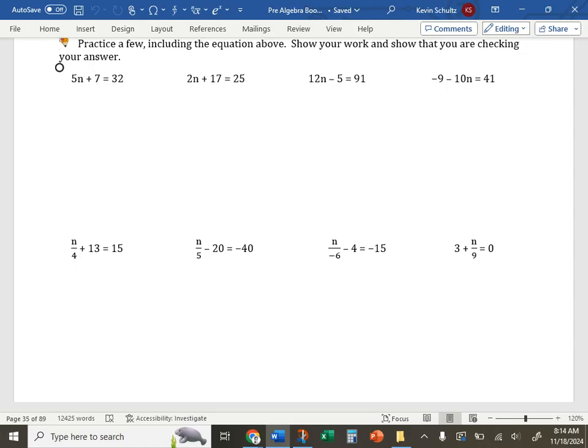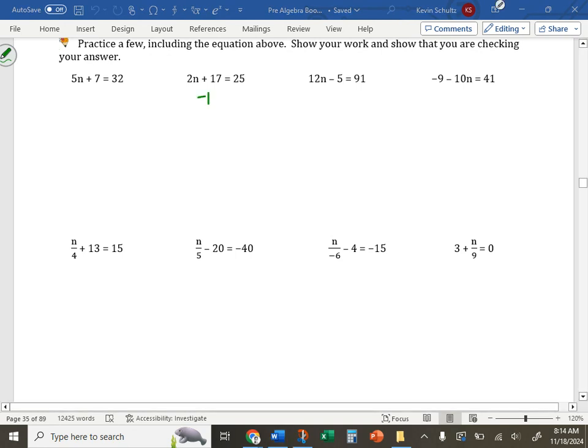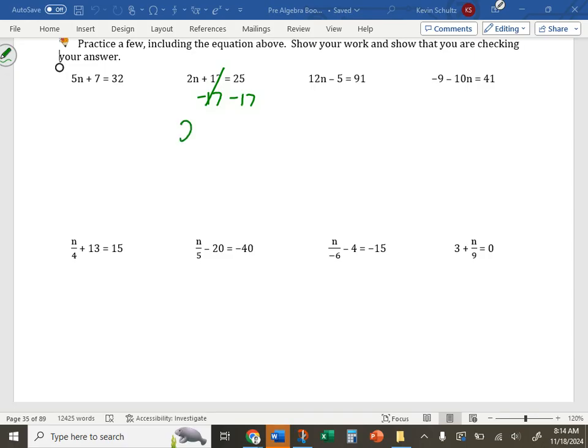Okay? You should have, for your work, and you are going to be required to show work on the homework, but you should have, for this first or second one here, minus 17 first. Right? Because we're taking 2 times n plus 17, we're undoing that addition first. 17 minus 17 equals 0. So 2n, 25 minus 17 equals 8.